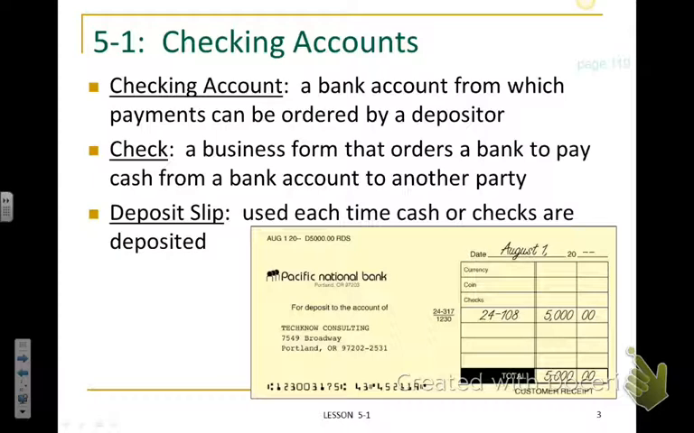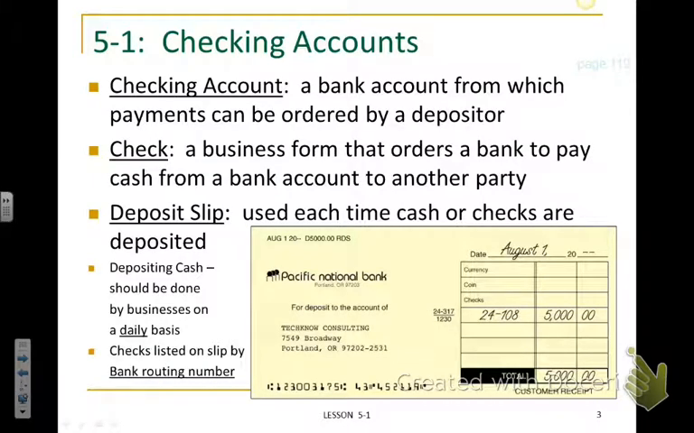So here we see our business, Techno Consulting, is depositing money into its account. It is receiving that in the form of checks from another business for $5,000. And the routing number of the check that it was received from is 24-108. Depositing cash, as we mentioned, should be done on a daily basis for a business. And as we indicate here, the checks are listed based on the routing number.